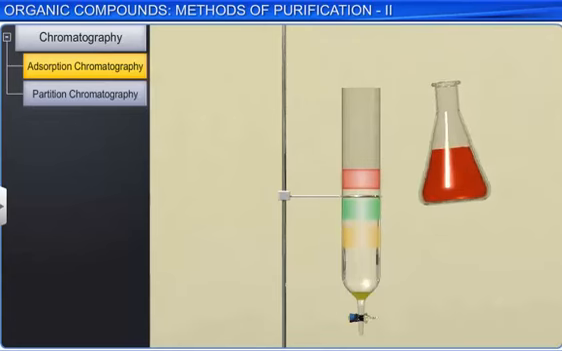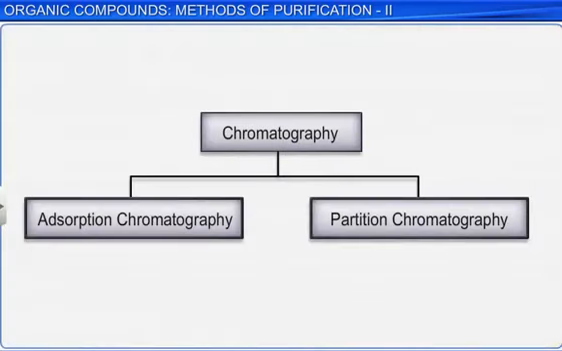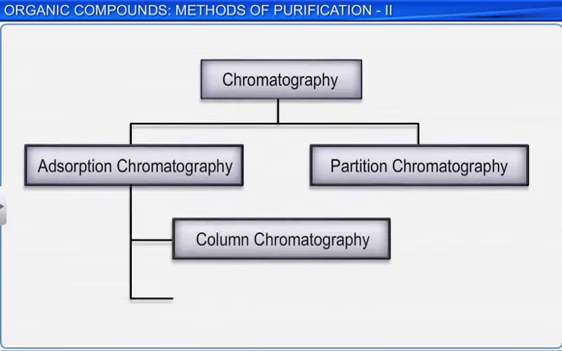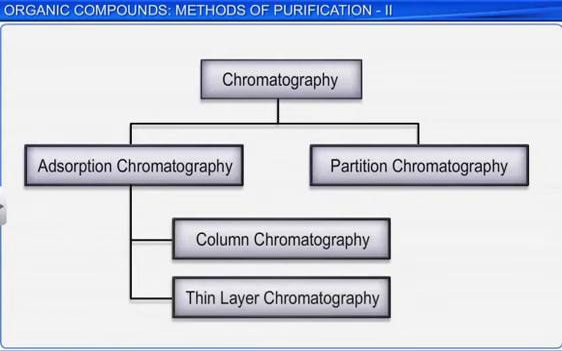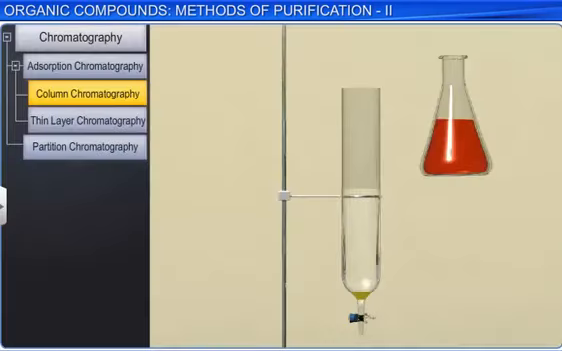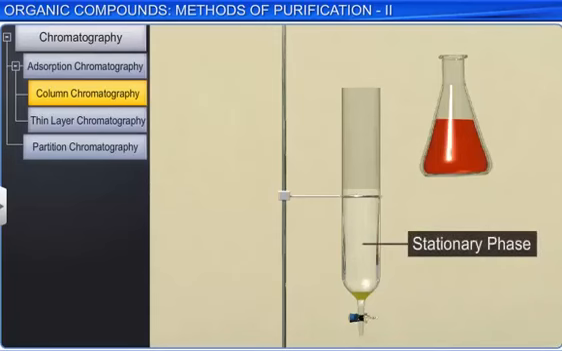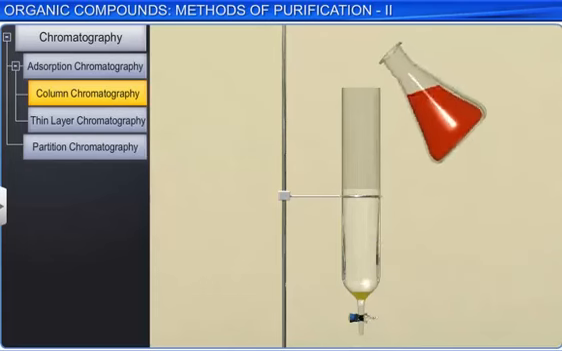Based on the principle of differential adsorption, adsorption chromatographic techniques are of two types. They are, namely, column chromatography and thin layer chromatography. In column chromatography, first, the stationary phase, which is the adsorbent, is packed in a vertical glass tube. Then, the mixture of components to be separated is placed on the top of the stationary phase.